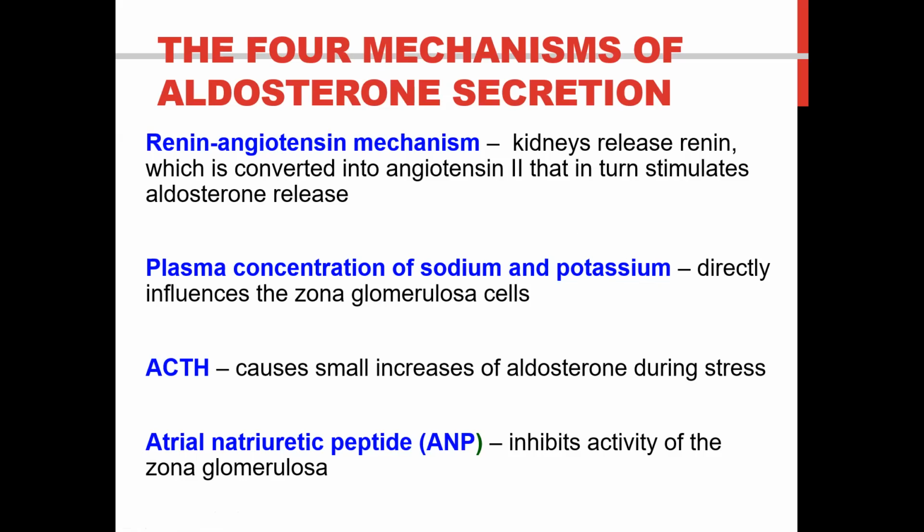body through the kidneys. So the third mechanism would be your adrenocorticotropin hormone, which would cause a small increase of aldosterone during stress. And also this one right here, class, is actually a hormone, the atrial natriuretic peptide hormone, which inhibits activity of the zona glomerulosa. So this has an opposite effect to your aldosterone.